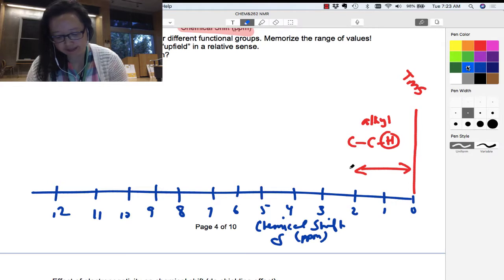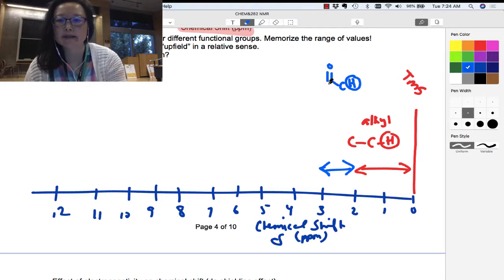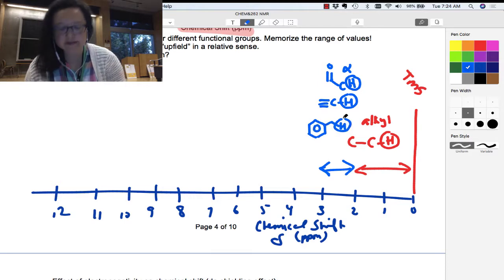From 2 to 3, I usually see several kinds of hydrogens. One is the alpha hydrogen of a carbonyl group. That's a carbon attached to a carbonyl, and we call the hydrogen the alpha hydrogen because it's on the carbon next to the carbonyl. We also see alkynyl hydrogens here, and benzylic hydrogens here. These are always hydrogens on carbons next to some kind of functional group.